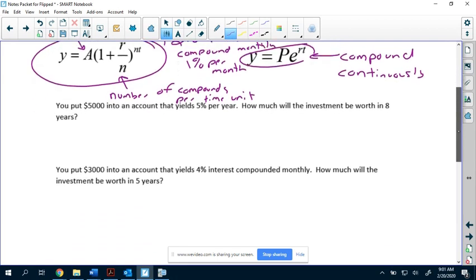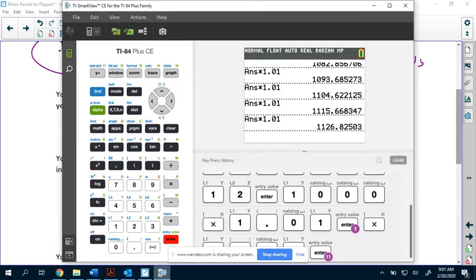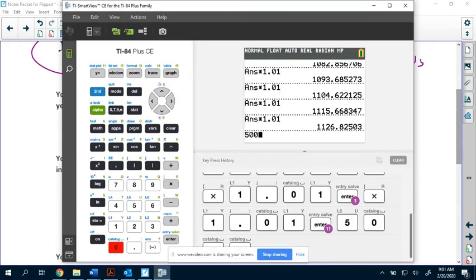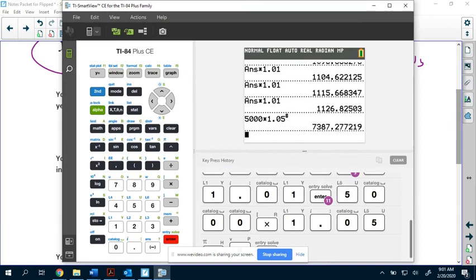Now, if you have $5,000 into an account that yields 5% a year, how much will it be worth in 8 years? Well, it doesn't say anything about compounding any more often than once per year. So you have y equals 5,000 times 1.05 to the power of t, and in this case, the time is 8. So we can take out our calculator, 5,000 times 1.05 to the power of 8. So that would give us 7,387.28.